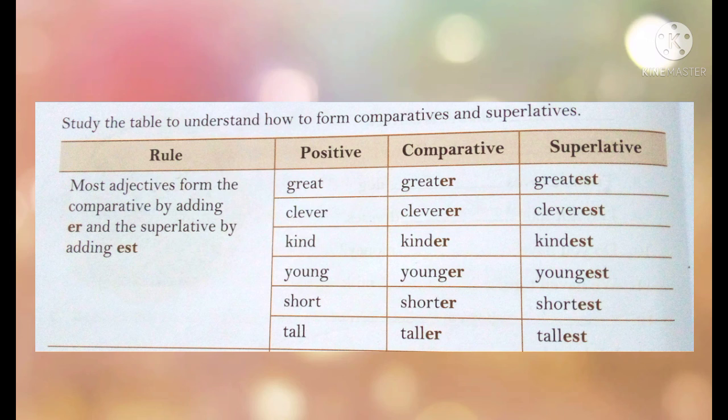The first rule to make comparative and superlative is most adjectives form the comparative by adding er and the superlative by adding est at the end of the word. For example, to form comparative degree of great, we'll add er after great, that is greater. So comparative degree of great will be greater, and the superlative degree will be est. We'll add est at the end of great, so it will become greatest.